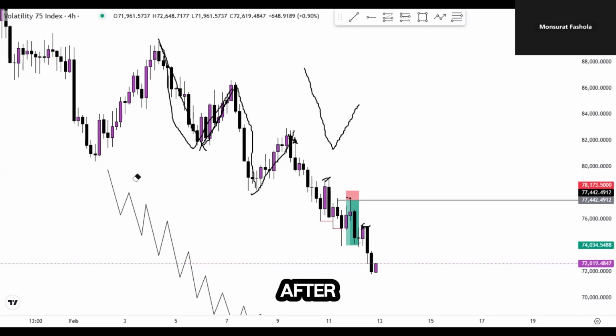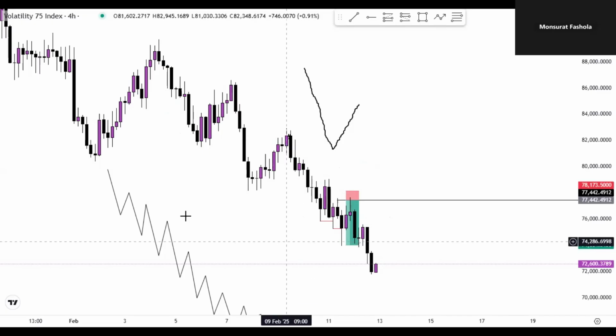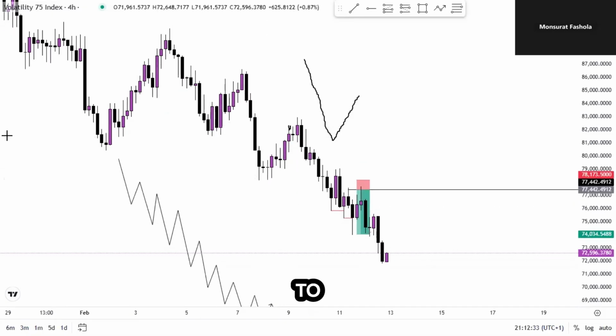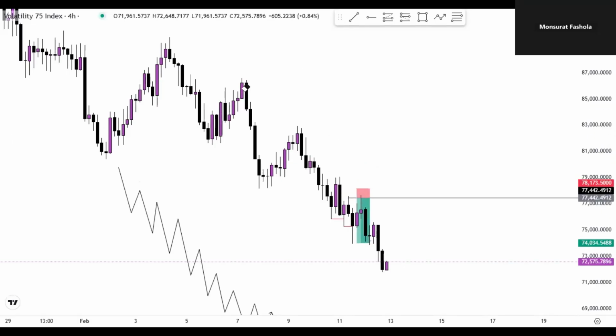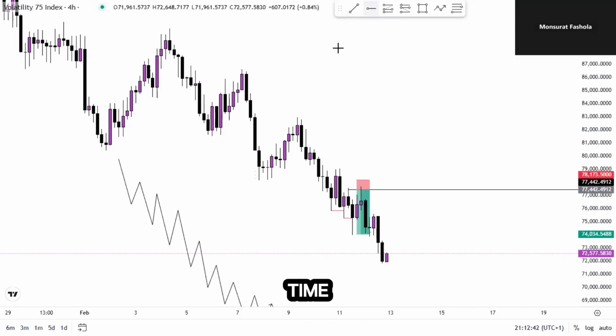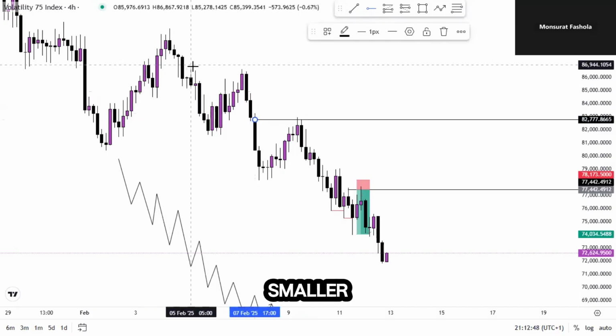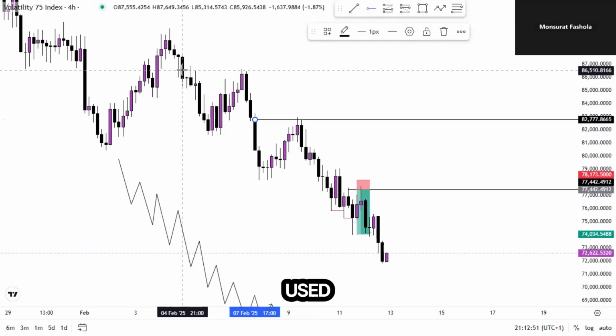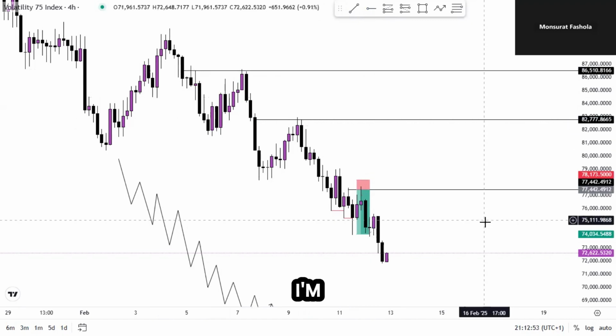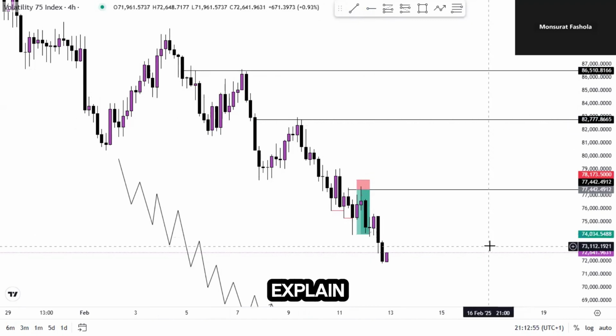Okay, so after identifying this impulsive and all of that, you will now switch to the smaller time frame. The smaller time frame can be 30 minutes or the 15 minutes time frame. I didn't know how to use the smaller time frame; that was my problem. I just started learning it because I was used to only 1 hour. Just wait, I'm going to explain it to you.